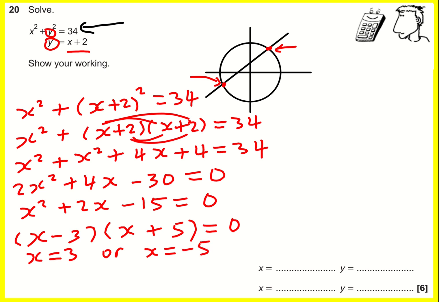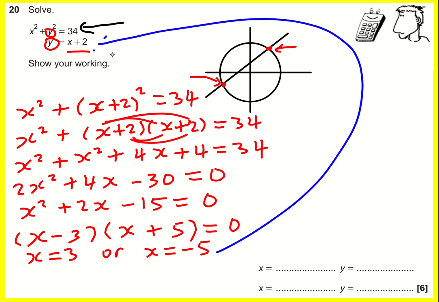And then we can substitute it back in. It makes sense to put it back into this one because this is the simplest one. y is equal to x plus 2. So when x is 3, y is going to be 5. Just put 3 in here. When x is minus 5, we're going to add 2, so y is going to be minus 3, and we're done. x is 3, y is 5, or x is minus 5, y is minus 3.